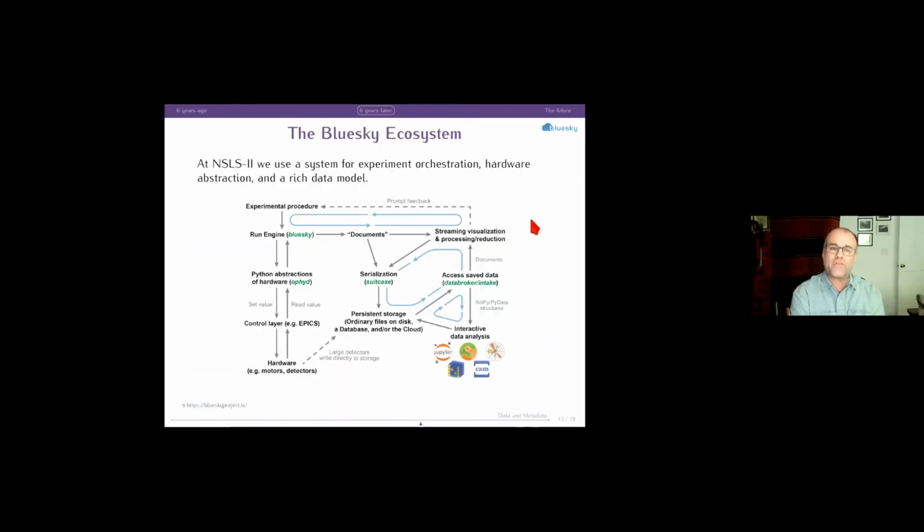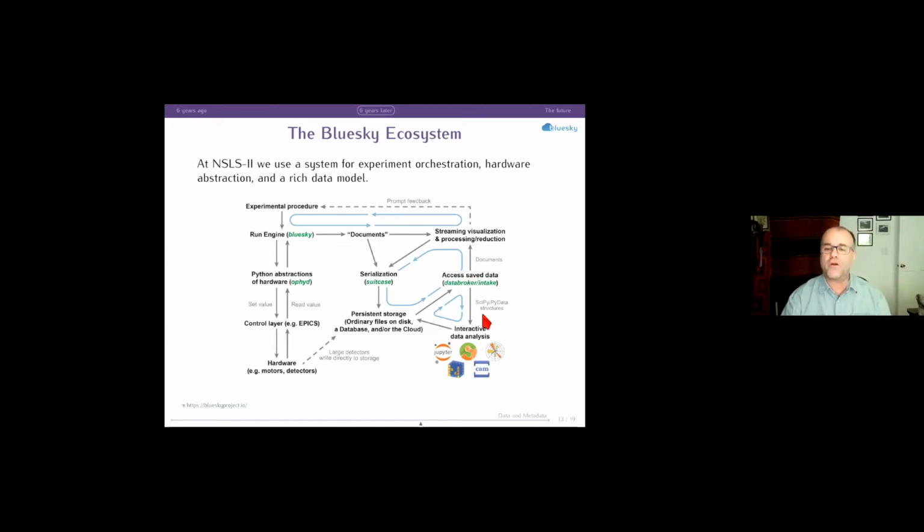At NSLS2, our data acquisition, data processing, data storage, data delivery ecosystem is a thing that its developers call Blue Sky. I'm certainly not going to be able to do justice to Blue Sky in the 5.5 minutes I have left in my time. There's a link down here if you're interested. It's a really cool project. It's made it super easy for me to develop a very rich system at the beamline.